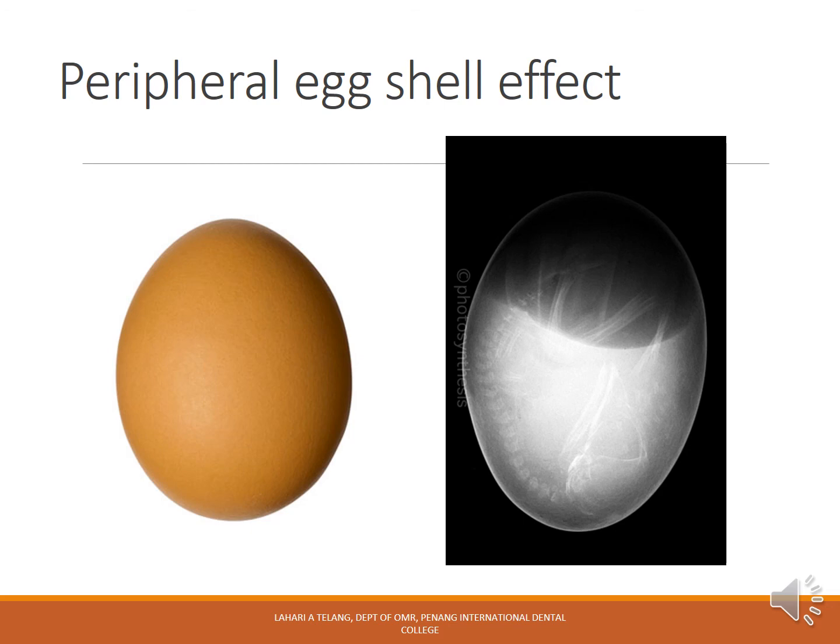Now, moving on from object localization is the peripheral eggshell effect. This is just a phenomenon to show you that even though the egg has uniform density of the shell in all directions, when you take a radiograph of a three-dimensional object like this, which has air or fluid in the middle and in the center, and has a sclerotic rim at the margin, the sclerotic rim appears uniformly dense on the periphery, even though it is of uniform density throughout.